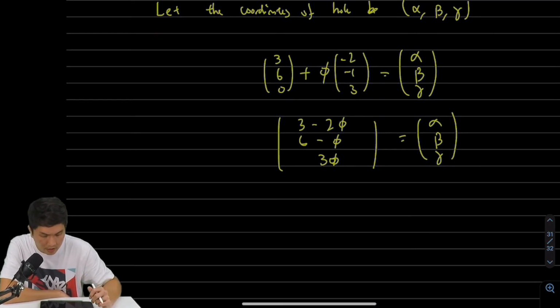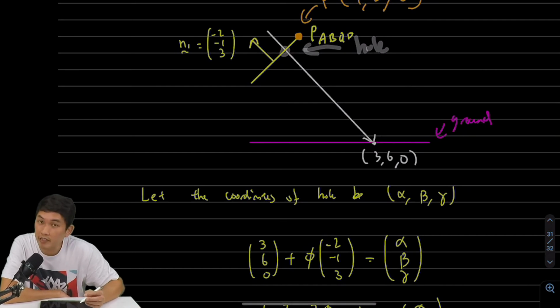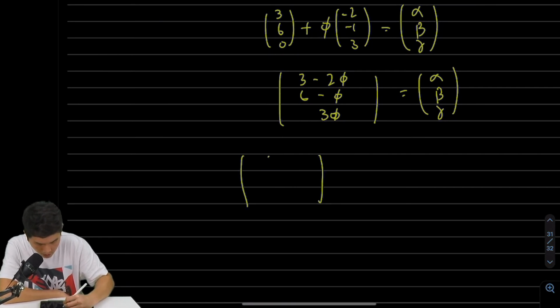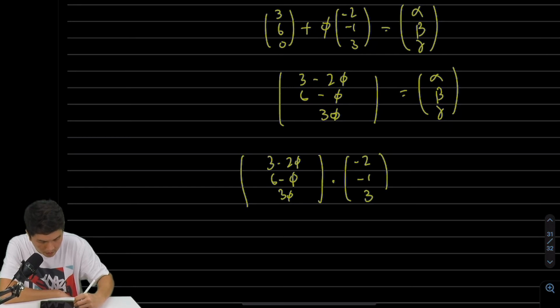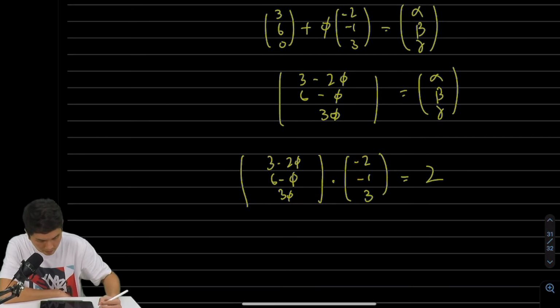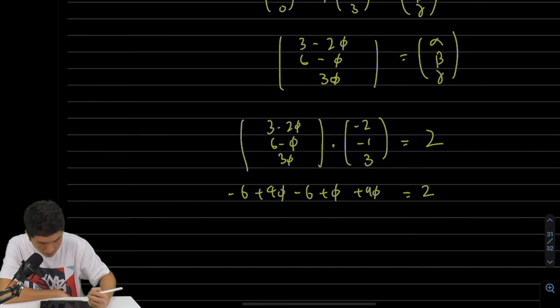Next I'm going to take the dot product, because this (alpha, beta, gamma) is on this plane, which means if I dot it with (-2, -1, 3), it should be equal to 2. So I'm going to dot (3 - 2phi, 6 - phi, 3phi) with (-2, -1, 3). This should be equal to 2, because after all, this hole is on the plane, so any position vector that's on the plane dotted with the normal should give me 2. Then I can expand this out. This will be -6 + 4phi - 6 + phi + 9phi = 2. Group all the phi's together: 14phi = 14. So phi is equal to 1.